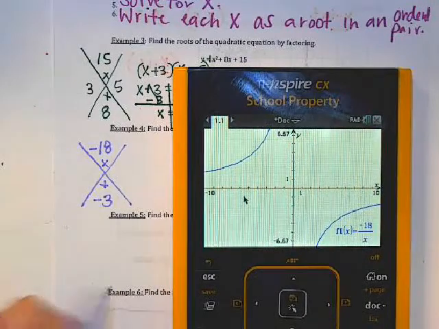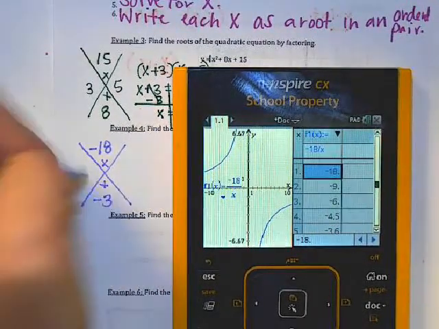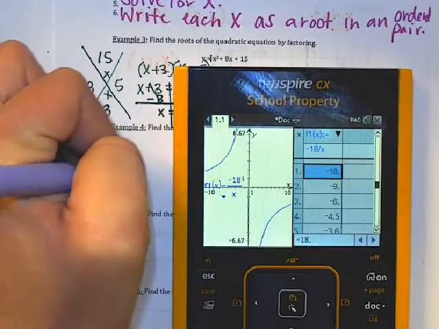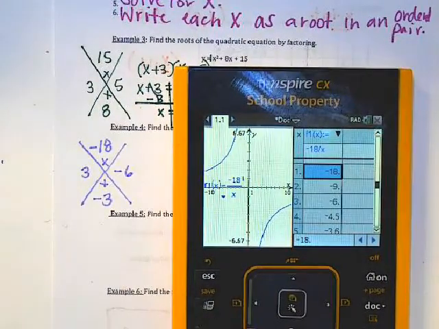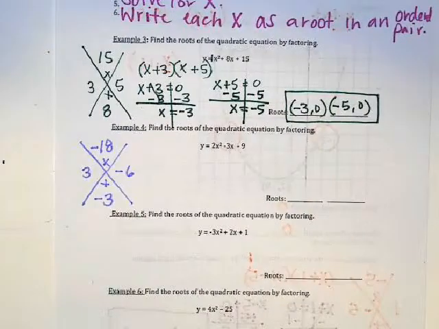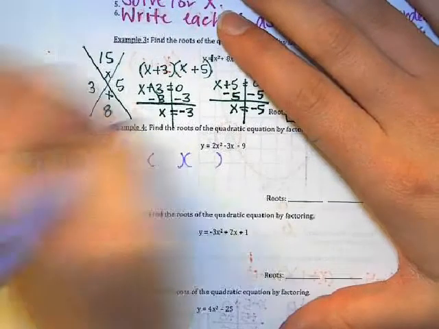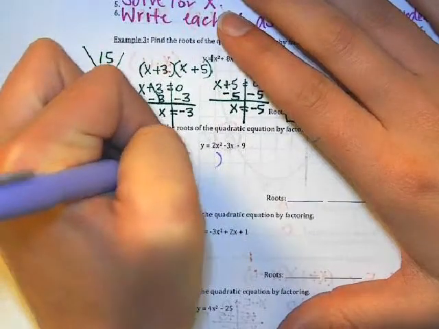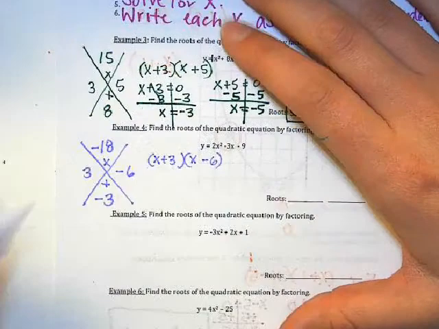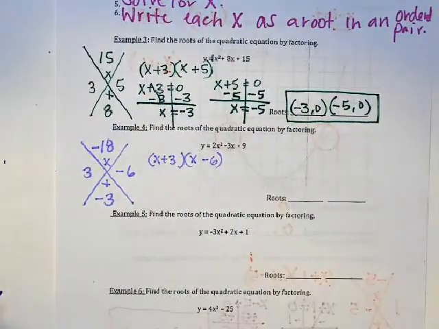I'm looking for two numbers that add together to get -3, which are 3 and -6. 3 plus -6 gives me -3. Okay, I got my x filled out. Draw your empty sets of parentheses. X plus 3, x minus 6. Am I ready to solve?